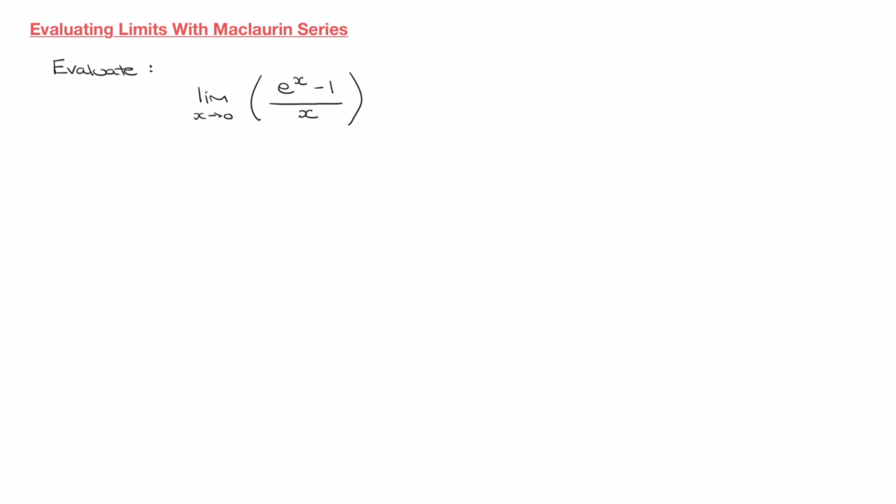Well, first of all, if we were to consider the limit of e to the x as x tends towards 0, hopefully it's clear that e to the x tends towards 1, and the x that we have on the denominator here, well, that tends towards 0. So this entire expression tends towards 1 minus 1 over 0, which is 0 over 0. In other words, we're faced with an indeterminate form.